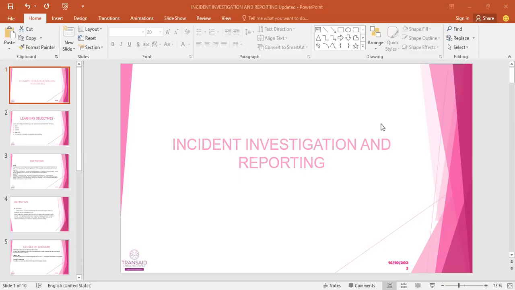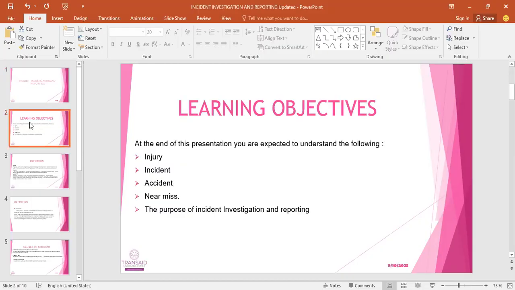Our next session is looking at incident investigation and reporting. Incident investigation and reporting. At the end of this session, participants are expected to understand the following: injury, incident, accident, near miss, the purpose of incident investigation and reporting.